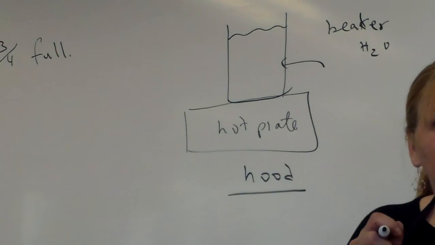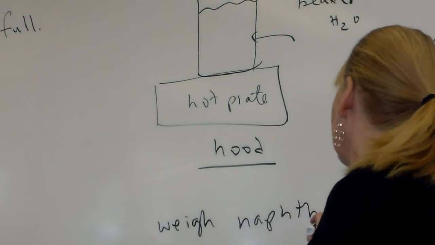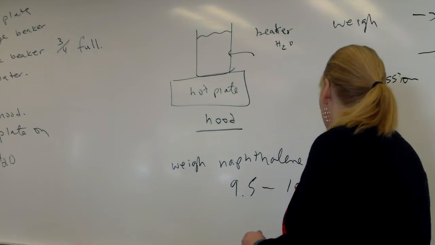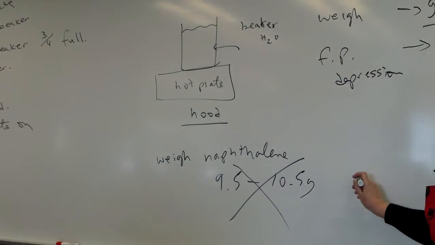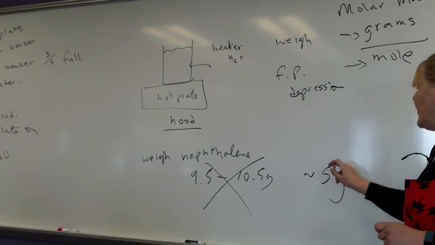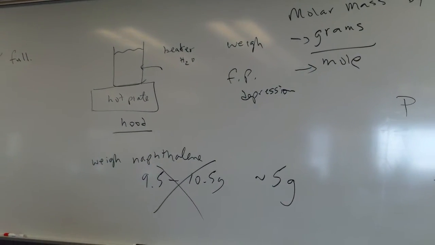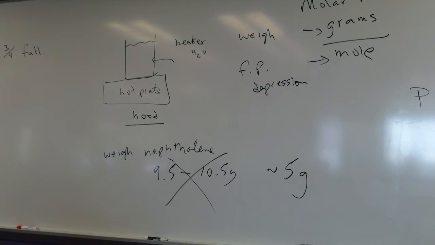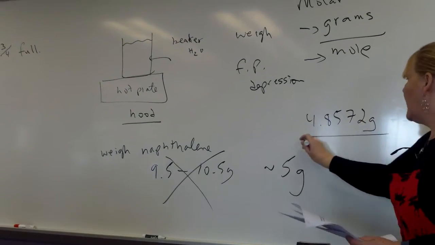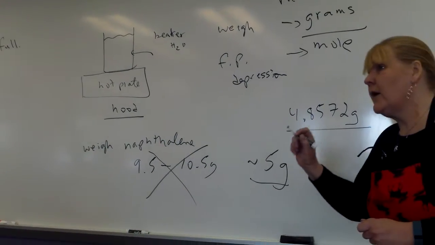Now, that's part one. Once you get part one, we need a couple of things. We need to weigh our naphthalene. I know the instructions say 9.5 to 10.5 grams. Please ignore that. We are cheap. Weigh about 5 grams. Make sure when you weigh about 5 grams that you do this to 3 digits past the decimal. So when I weighed my sample, I weighed out 4.8572 grams. Make sure it's about 5, but to a few digits past the decimal. We good?